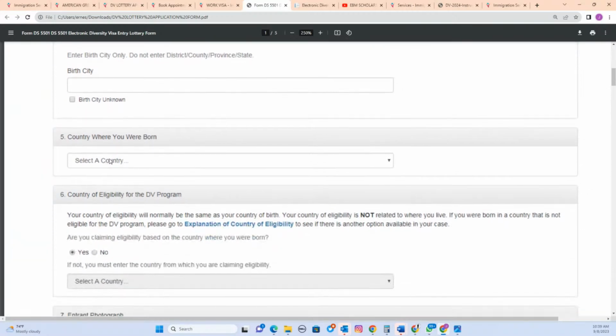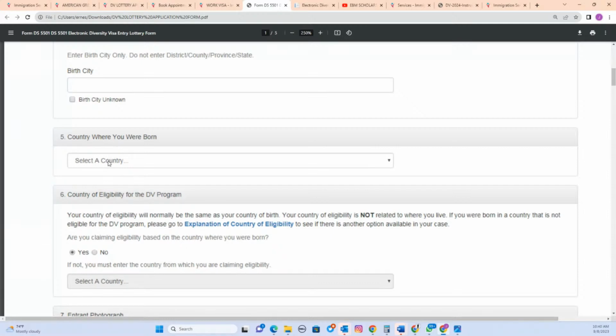Then the country where you were born. This is the most important part. If you make a mistake on the place you were born, there is no problem. But if you put a mistake on country of birth, that can cause you to be denied the visa. Because eligibility to participate in the Diversity Visa Lottery depends on the place of birth, not citizenship. You can be born in Ghana, but currently you are a citizen of, let's say, Canada. Canada is not an eligible country.